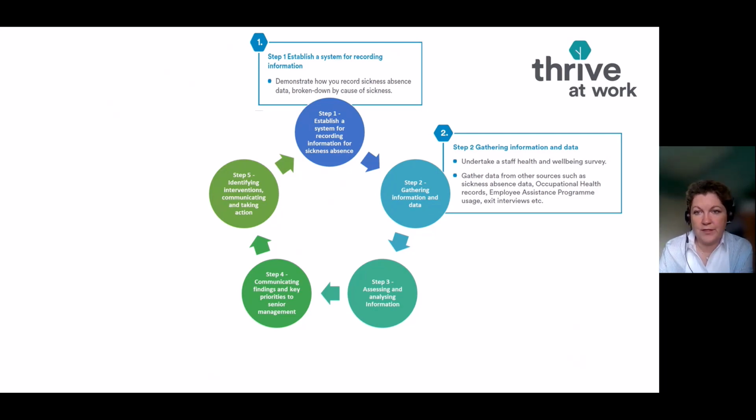The second part of step 2 is then looking at additional organisation data that you might have to hand. So there are a couple of examples listed there. You might have some information from occupational health. You might have some information from your EAP system, your employee assistance programme, if you have one, some usage figures. And you might have data from your exit interviews. All of those, again, can really enable you to build up a more detailed picture of what your employees need.